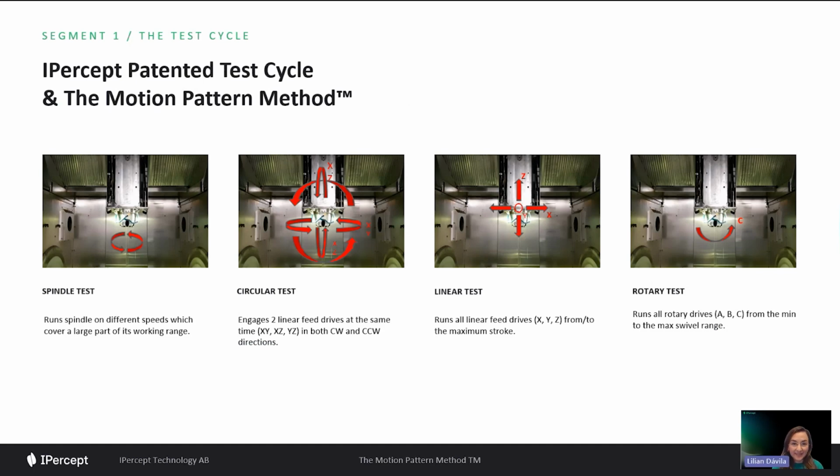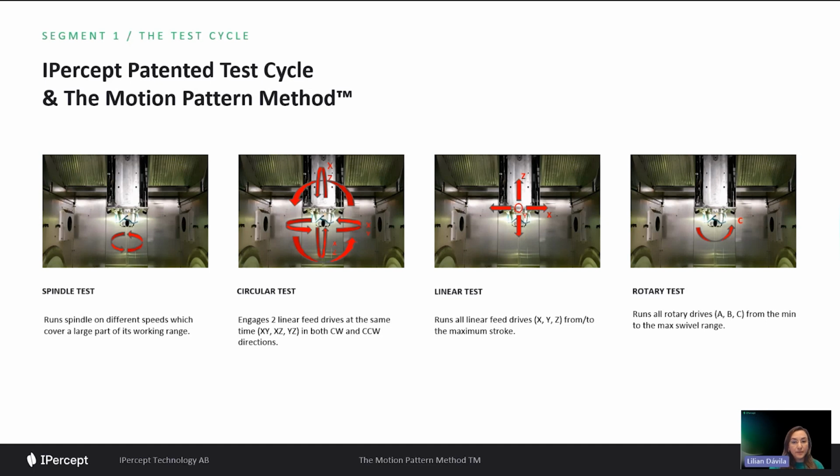If we go a bit deeper into the test cycle, we can see that it has 4 parts, and these parts are designed to excite every subsystem and critical component in a CNC machine. For terminology clarification, when I say subsystem, I mean a specific mechanical system in a CNC machine. CNC machines are comprised of 3 different types of subsystems. We have spindles, linear feed drives, and rotary feed drives. And as you can see in the slide, all of these are covered by the test cycle.